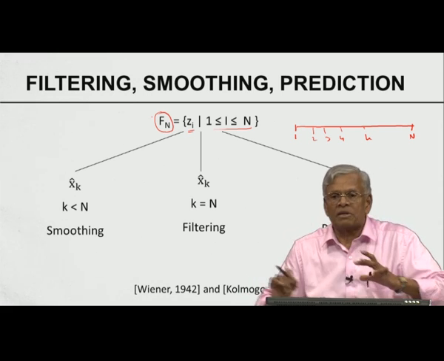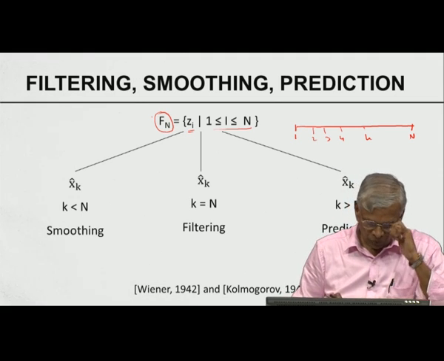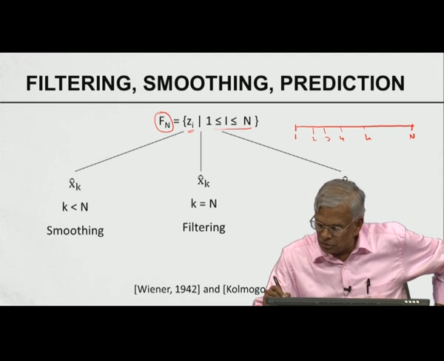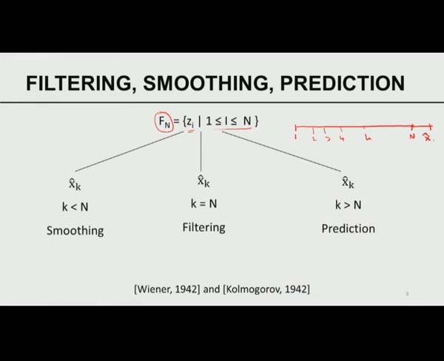So given a set of observations Z1 to Zn, if I want to talk about an estimate of the state of the system at time k greater than n, please understand, this is the time interval over which I have the observations. I want to make an estimate of the state of the system at a time k beyond n.